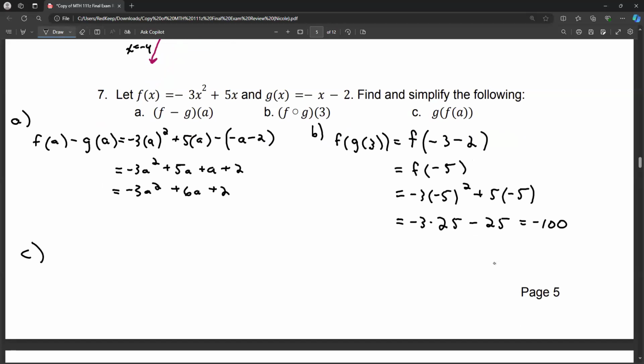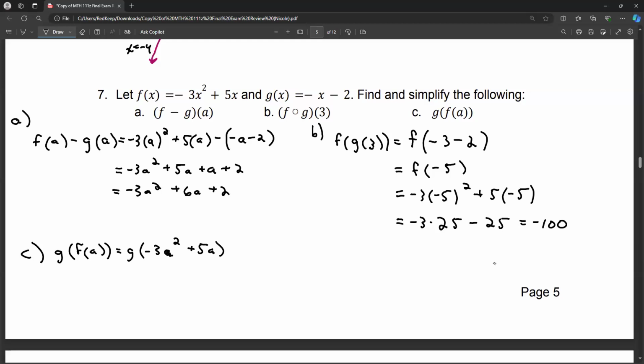Part C actually is just nice enough to hand us this, g of f of a. So we're going to go ahead and start with the inside. What is f of a? So f of a is just plugging in a wherever there is an x. Make that a little nicer. So negative 3a squared plus 5a.